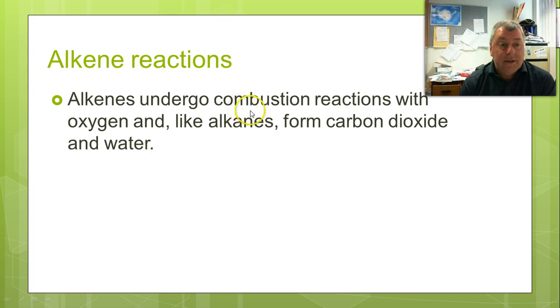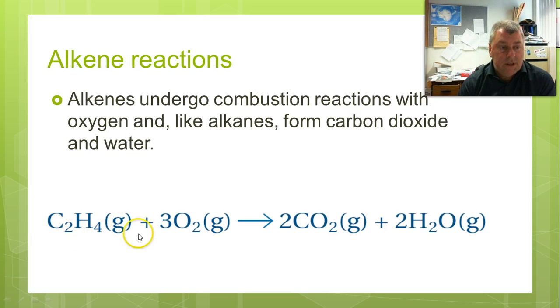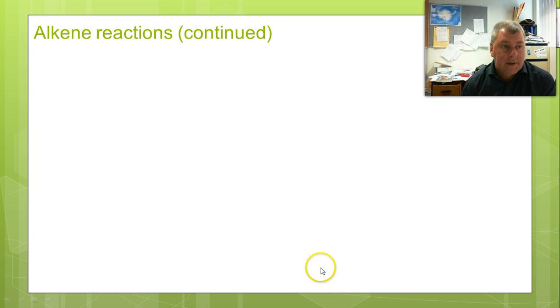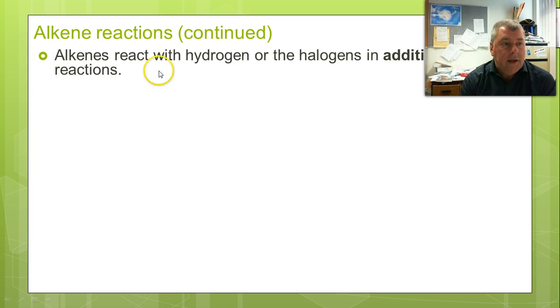The alkenes undergo combustion reactions with oxygen and produce carbon dioxide and water, and it looks very similar to the reaction with the alkanes. Again, you just have to balance it. And they react with hydrogen or the halogens. Now the halogens are the group 7 elements, the fluorine, the chlorine, the bromine, and they undergo what's called an addition reaction. Now we're contrasting that with a substitution reaction.